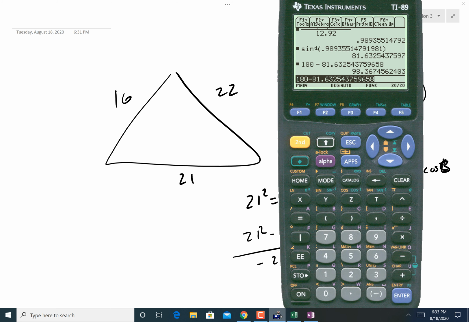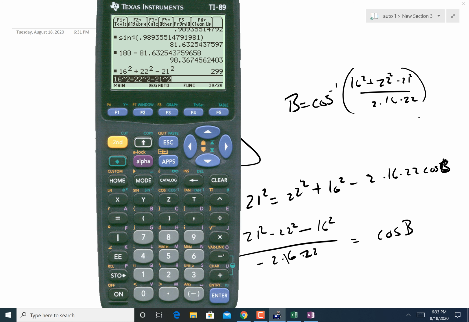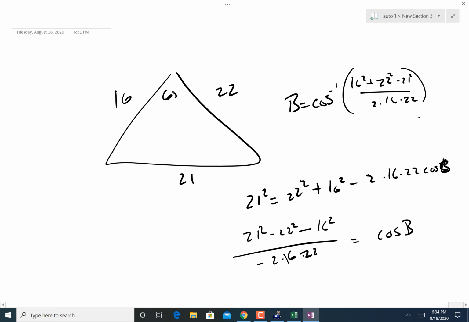Okay, so with cosine, it'll work correctly now. So 16 squared plus 22 squared minus 21 squared, divided by 2 times 16 times 22. Inverse cosine of that. I said give me an approximate, you hippie. 65 degrees. If this is 65 degrees, well, that means this angle down here is going to be a skosh bigger. Not a lot, but a skosh bigger.